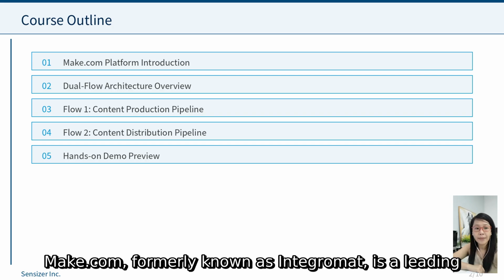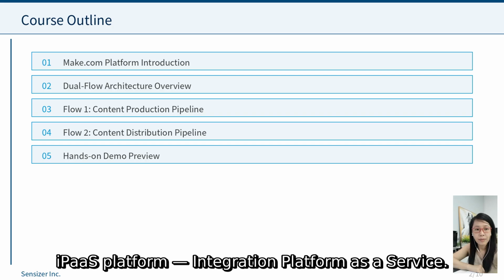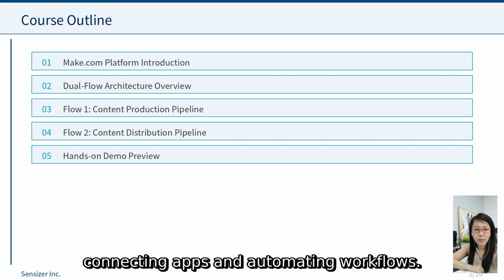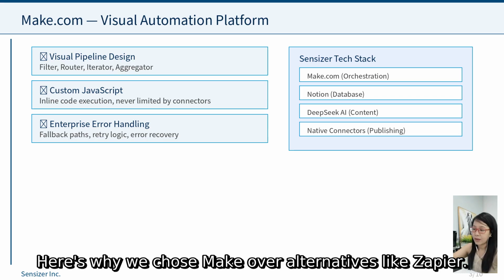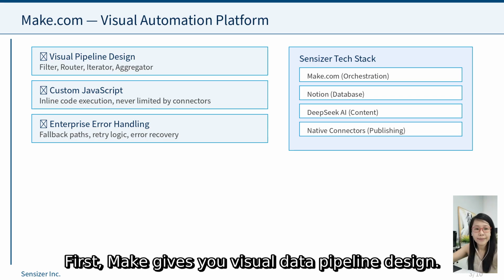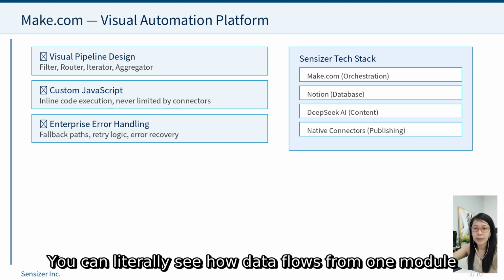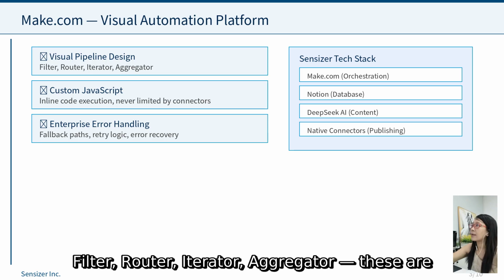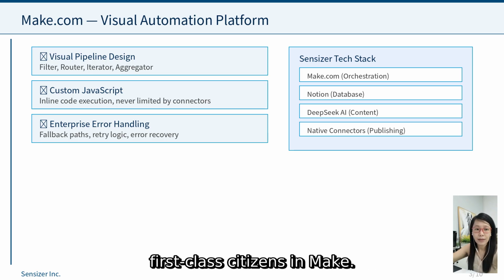Make.com, formerly known as Integromat, is a leading iPaaS platform, integration platform as a service. Think of it as a visual operating system for connecting apps and automating workflows. Here's why we chose Make over alternatives like Zapier. First, Make gives you visual data pipeline design. You can literally see how data flows from one module to the next. Filter, router, iterator, aggregator, these are first-class citizens in Make.